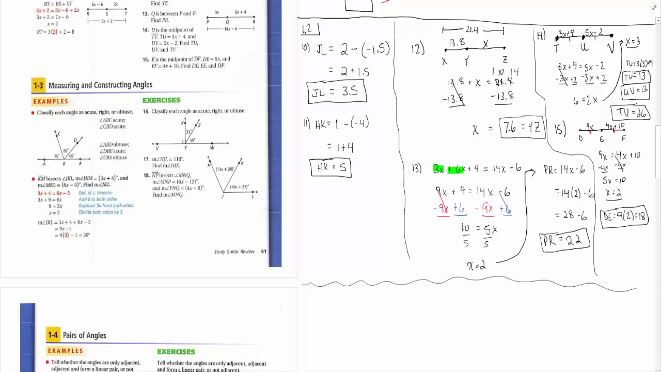Now again, you can plug 2 back in here for EF. That'd be 4 times 2, which is 8, plus 10. But you can also know they're congruent and trust your math. If you don't trust your math, I'd plug it back in and check. But this is going to be 18 as well. And then DF would be that doubled. So that's going to be 36.